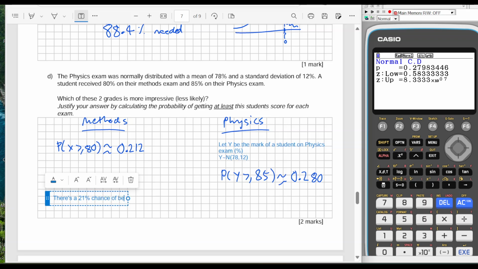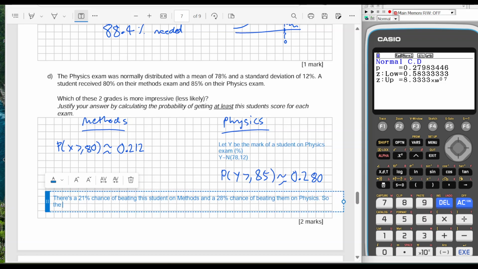So the way that we can interpret this is we can say something like there's a 21% chance of beating this student on methods and a 28% chance of beating them on physics, so doing better than them. So the methods grade is more impressive. It's less likely for you to do better than them on methods, so that means that their methods grade was better.